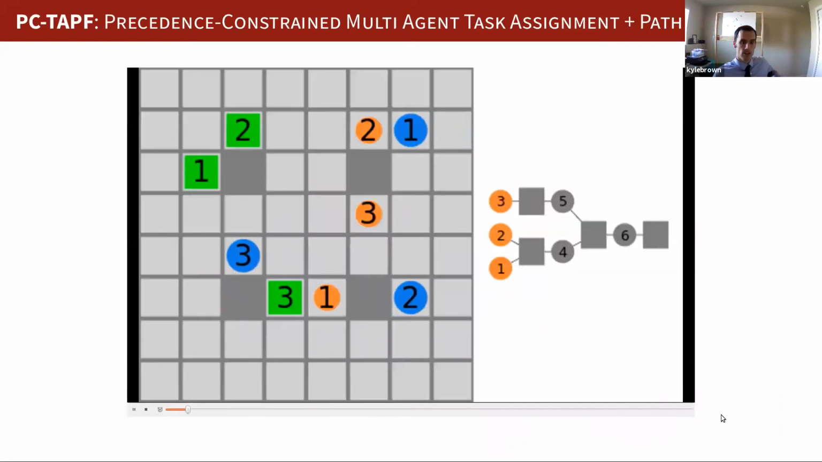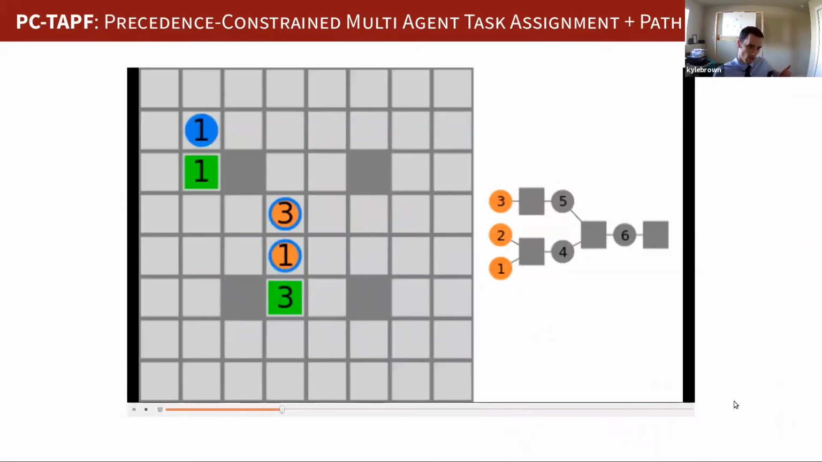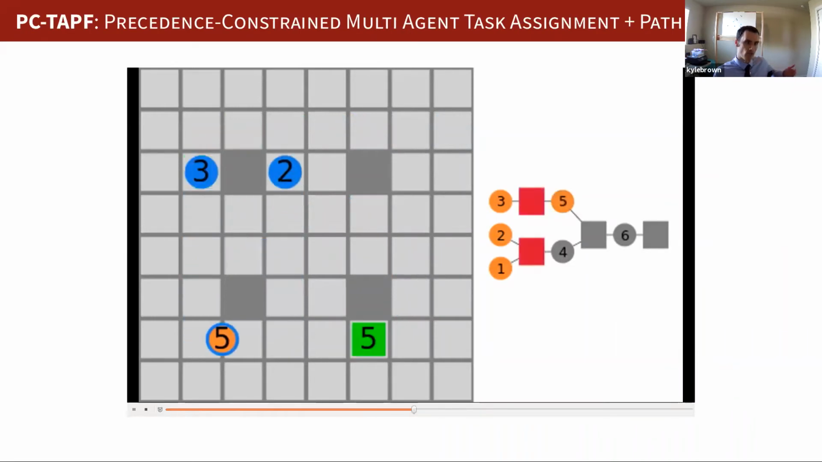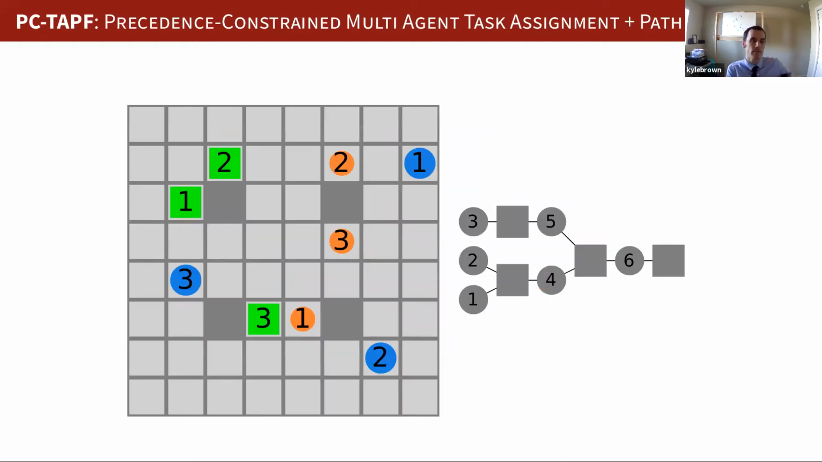So what we want to do is assign robots to tasks and then plan paths for them that avoid collision with each other and finish the project as quickly as possible. So that is the PCTAPF problem formulation.